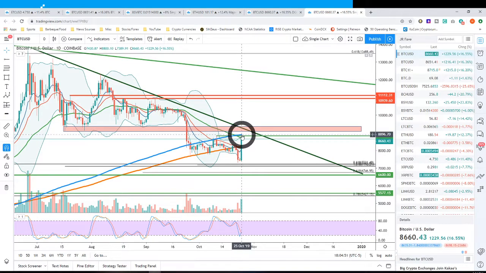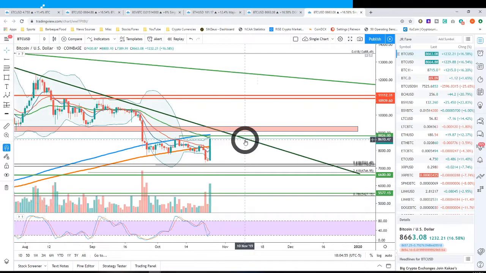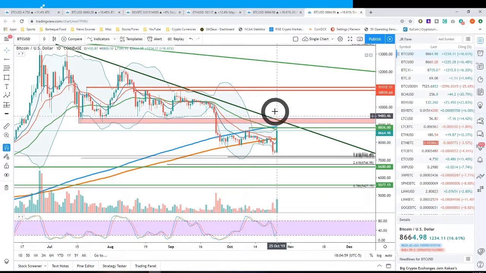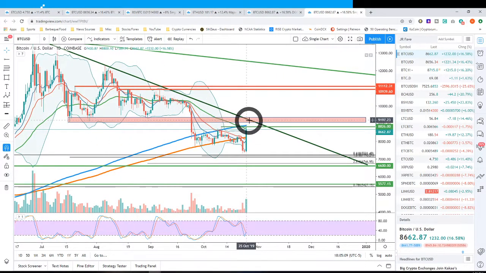This thing could completely fail at this area and turn back down. I don't foresee that, but I could be wrong. So this is an important area to watch, and it's not just on this chart.